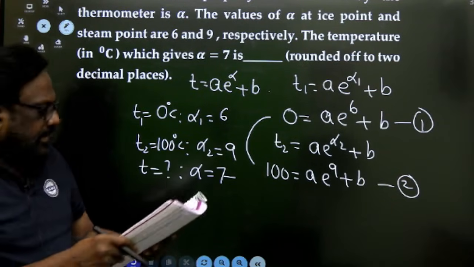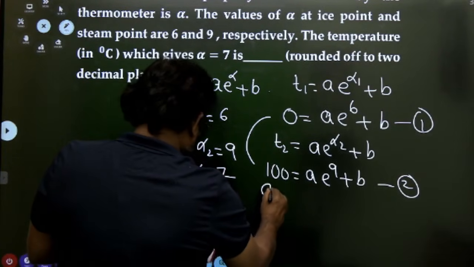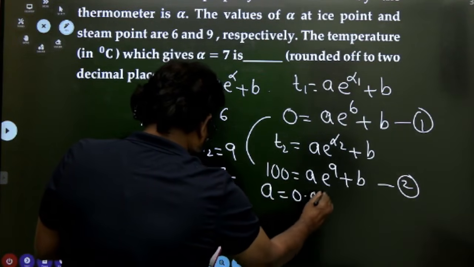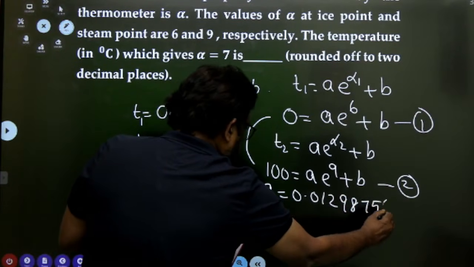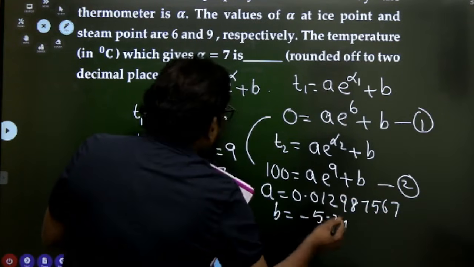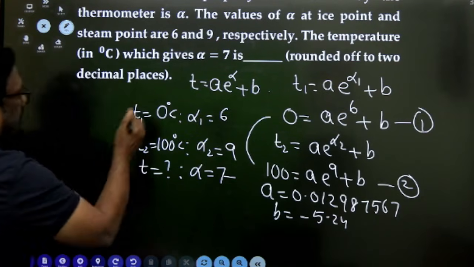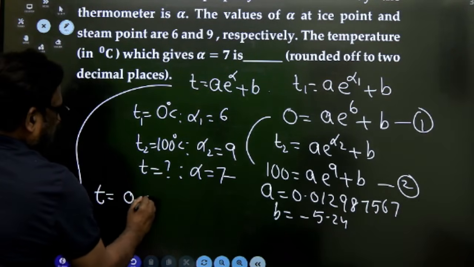है सर जी. A का वैल्यू, ये दो इक्वेशन से A का वैल्यू आ रहा है 0.012987567 और B का वैल्यू आ रहा है -5.24. वेरी गुड. पुट वैल्यूज ऑफ A एंड B हियर. तो इधर पुट करना. तो T विल बी इक्वल टू A 0.0.